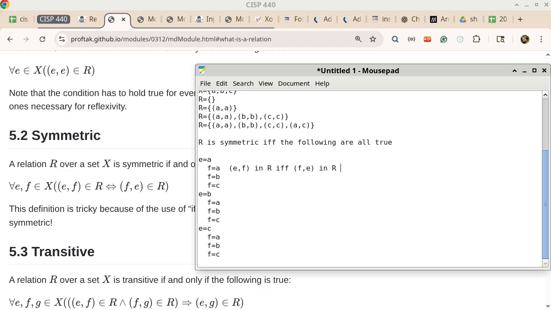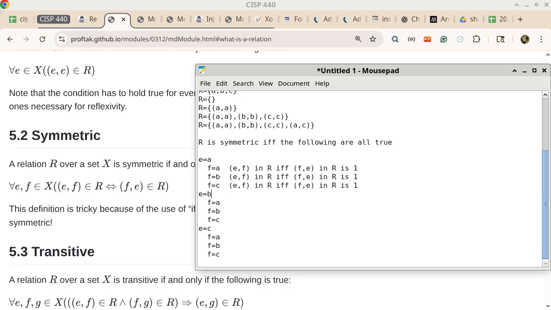Then the if and only if is true, right? That is correct. Very good. So we say, this is true. That is true. What about this one? Remember, R is empty. It has nothing. So this one has to be true, and this one also has to be true. In fact, all of them have to be true because R is empty. It has nothing in it.